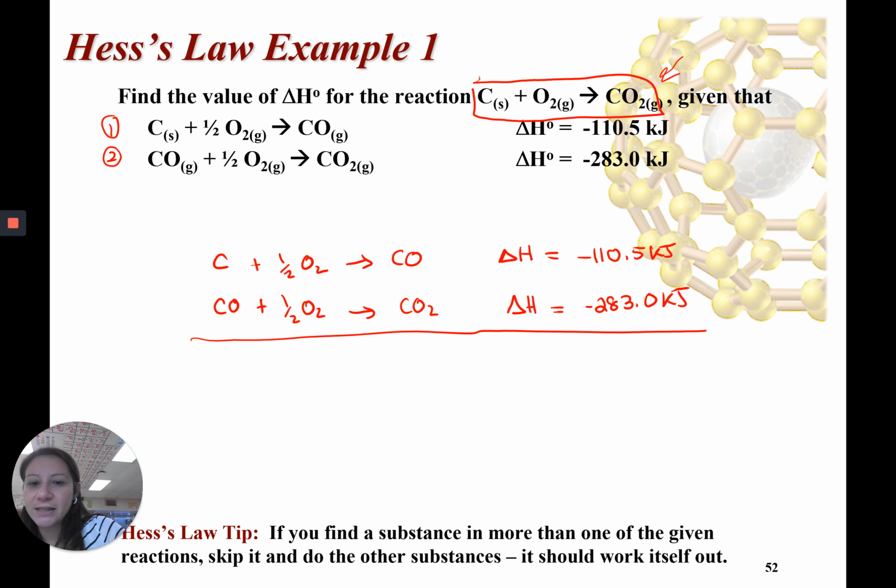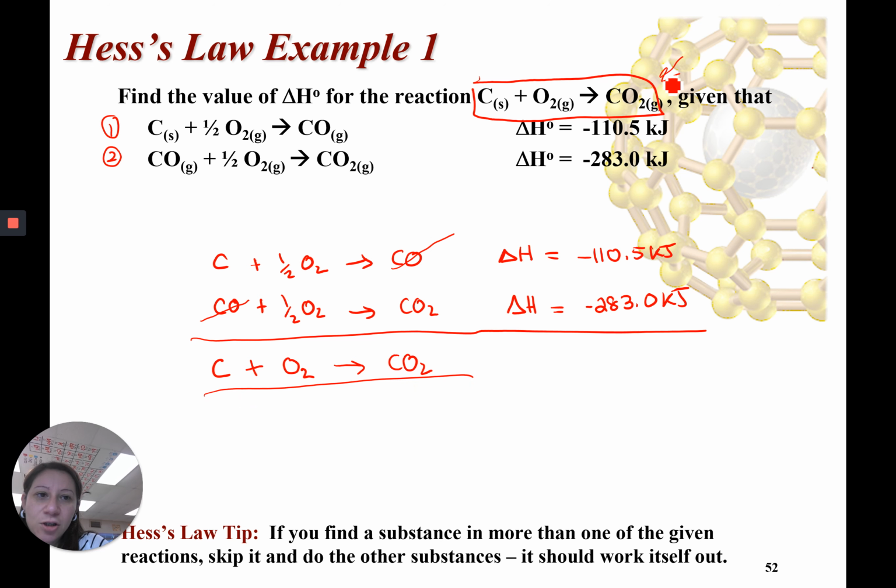So here I see carbon monoxide on the reactant side and carbon monoxide on the product side, so I can cancel those out. Nothing else cancels, so what you were left with is carbon plus half O2 and half O2, that's a full O2, and then yields CO2. Does this overall equation match the equation that we wanted? Yes, it does. That means we did it correctly. So now all we have to do is add up our delta H's just like we added up our equations.